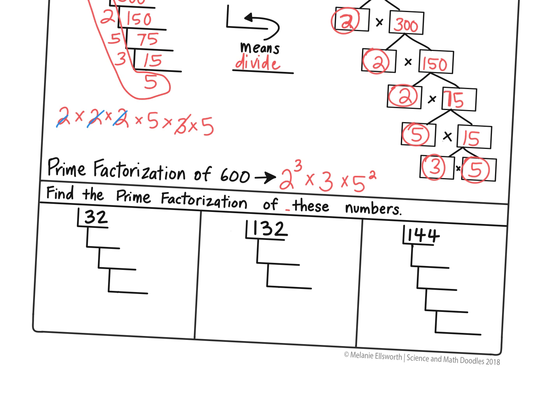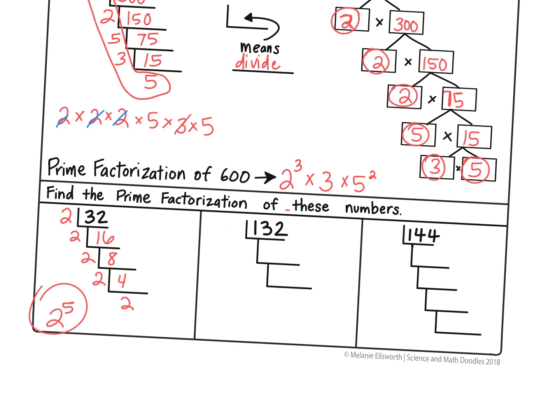Okay, so we'll do 32 together. Since 32 is even, I can divide it by 2. What's 32 divided by 2? 16. Divided by 2 again, 8. Divided by 2 again, 4. Divided by 2 again, 2. So how many 2's do I have? 5. So it's going to be 2 to the 5th power. Yay, good job, guys.